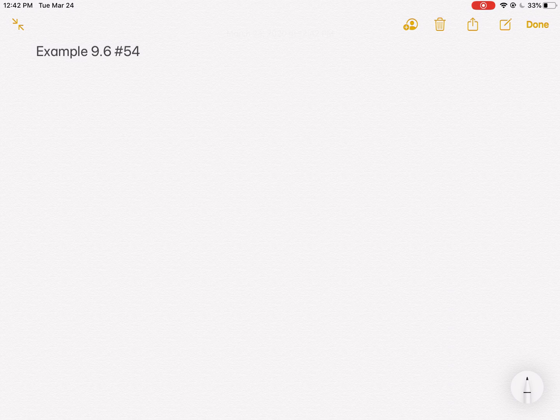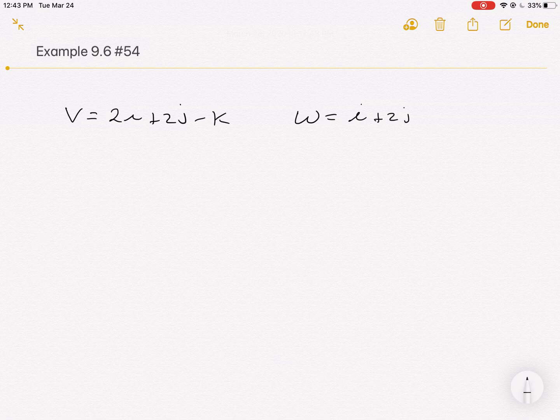So as we take care of number 54, it gives us a vector v, and the vector v is 2i plus 2j minus k, and the vector w is equal to i plus 2j plus 3k, looking at what they gave us. And so they're going to ask us to find the dot product.